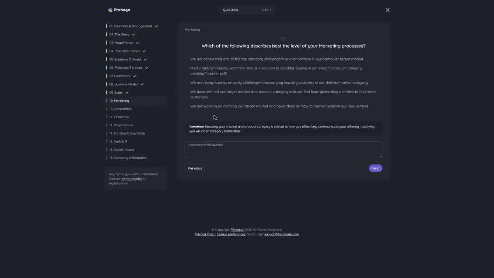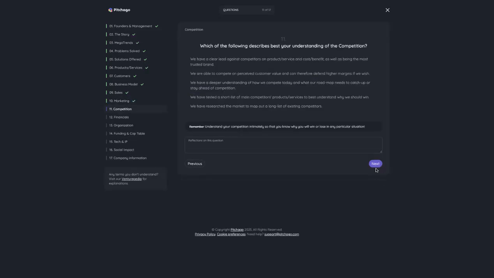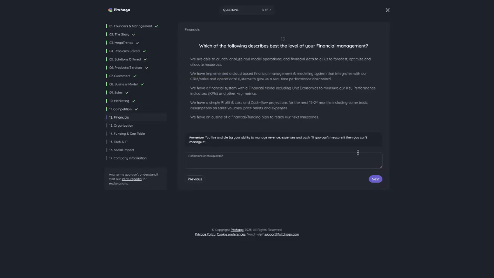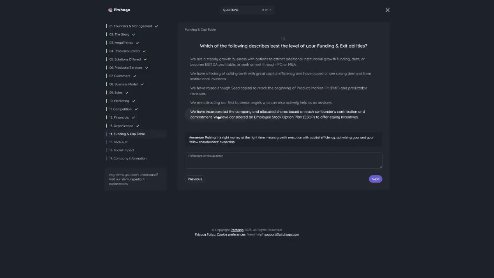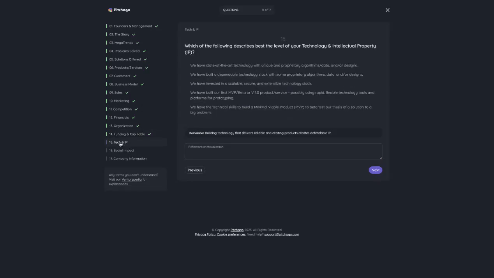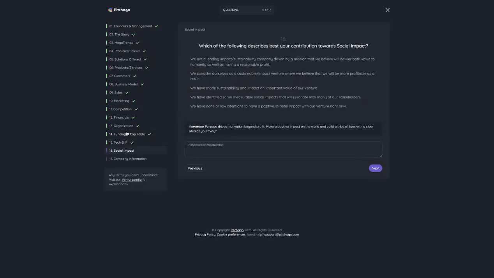So it goes through, as you can see, all the various areas of your business: sales, marketing, competition, financials, organization, and so on and so forth. Now, the questions are very high level, but it will give us an idea of roughly where you are with your company at this stage. The last one is social impact.